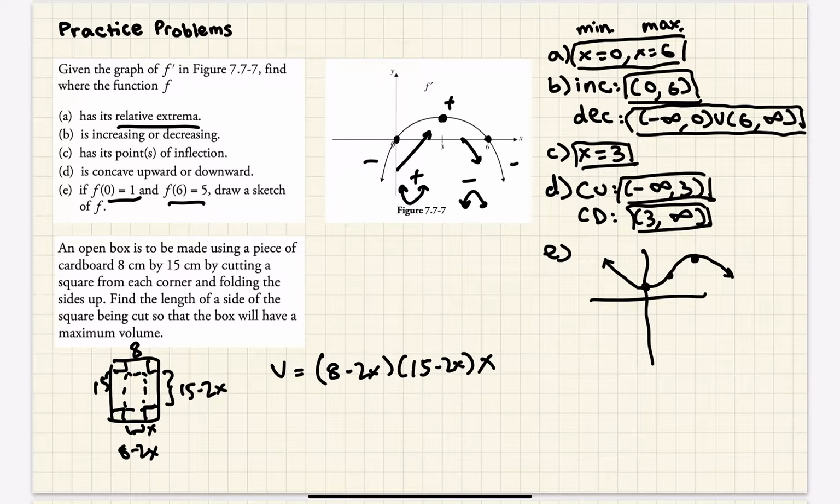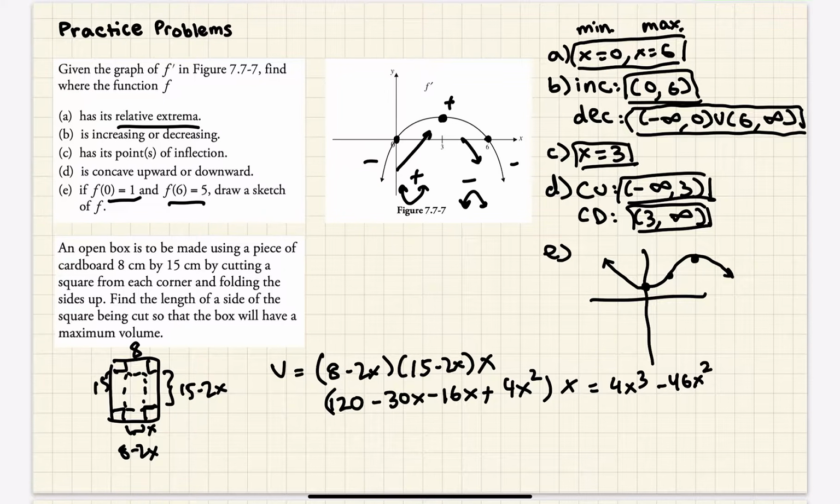We do not want to use product rule 3 times. So 8 minus 2x times 15 minus 2x. Okay, 8 times 15 is 120. Negative 2x times 15 is negative 30x. Negative 2x times 8 is negative 16x. Again, brushing up your algebra skills. And then plus 4x squared, all times x. That's just going to be equal to 4x squared times x is 4x cubed. And then this is negative 46x times x is minus 46x squared. And then plus 120x. Now, that's a nice function and all, but what do we do with it?